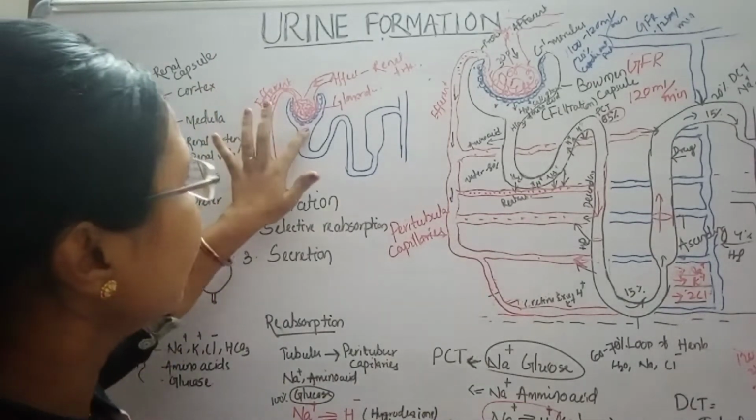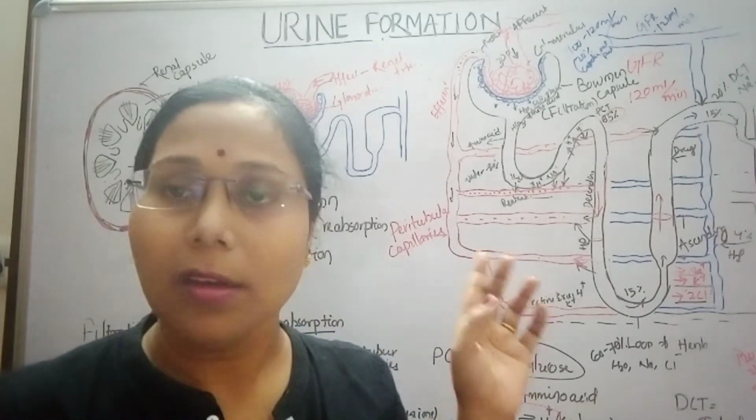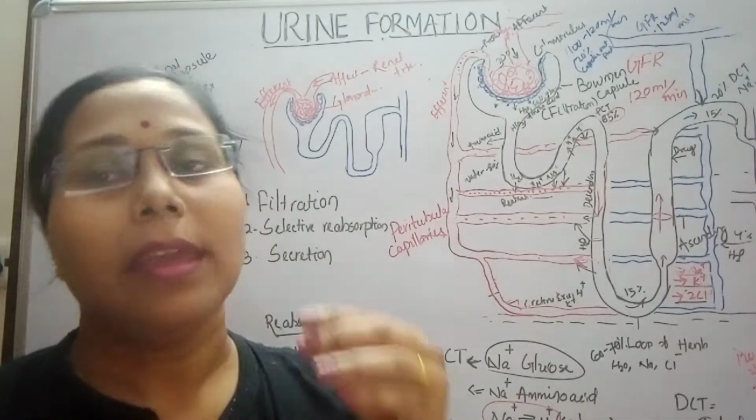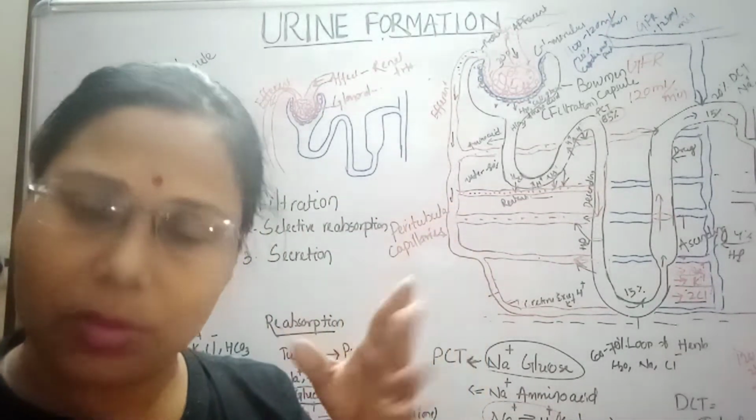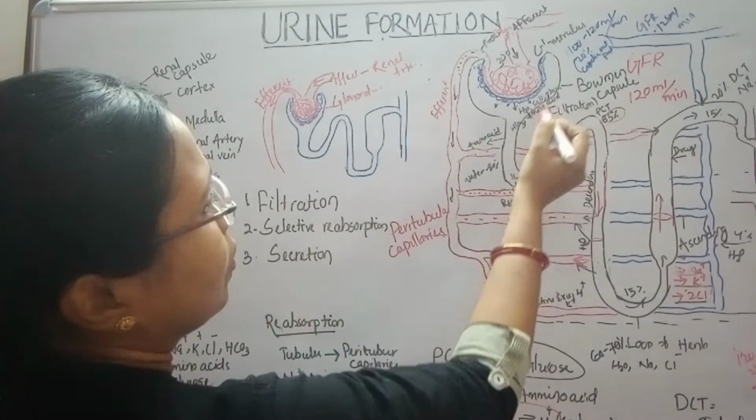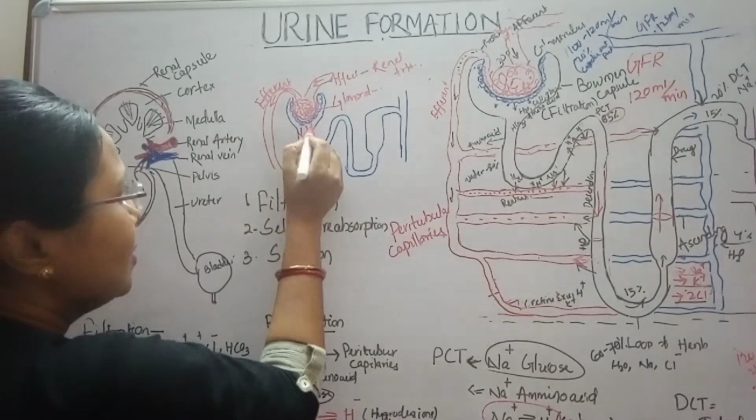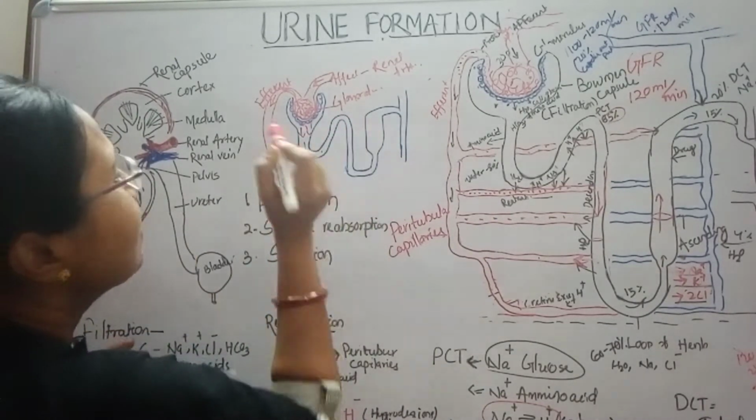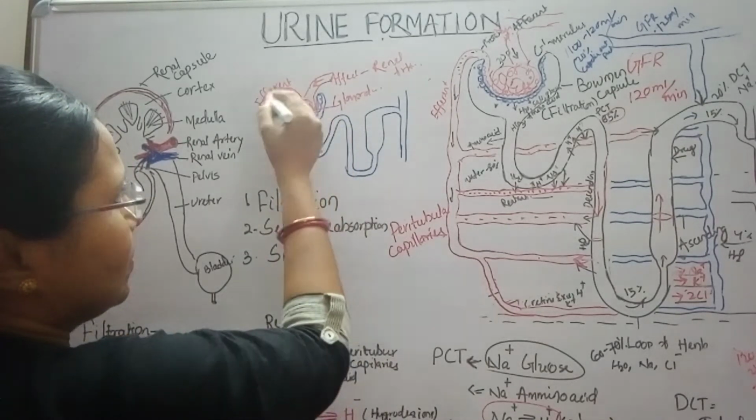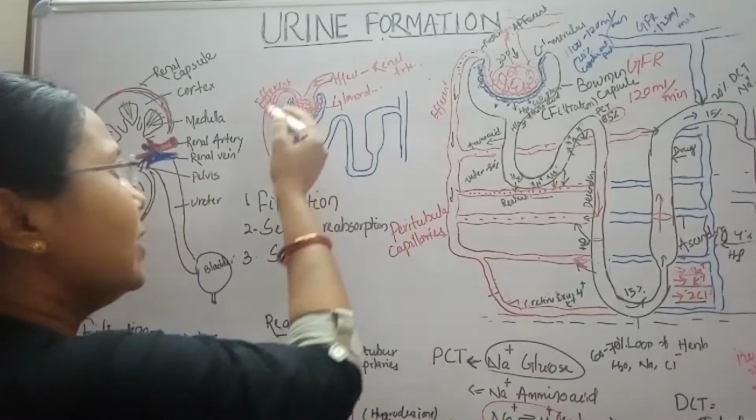Okay, but the one exception is that protein is not filtered in the glomerulus. The protein that is carried out by the efferent arterioles goes back through this efferent arteriole. So water, salt, glucose, amino acids are filtered into the tubules. This is the tubule. The rest, like the blood cells and proteins, are carried by the efferent arteriole.